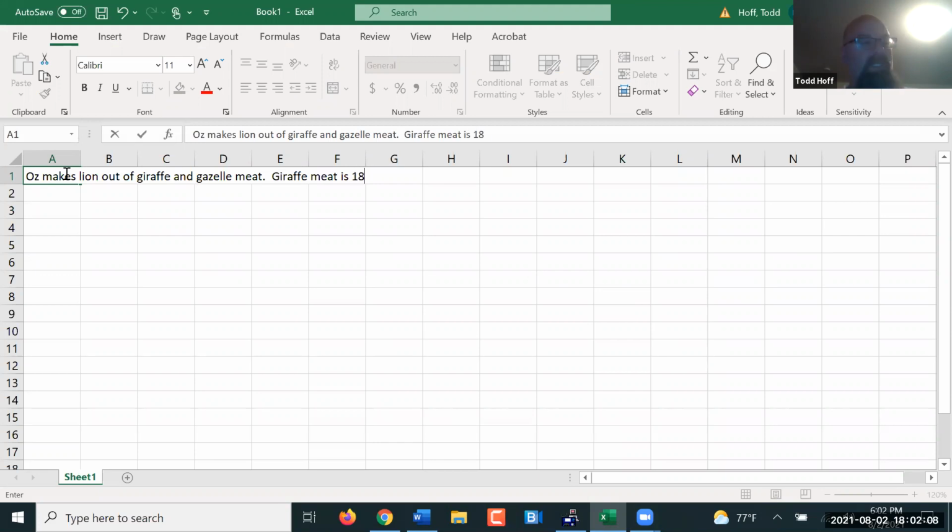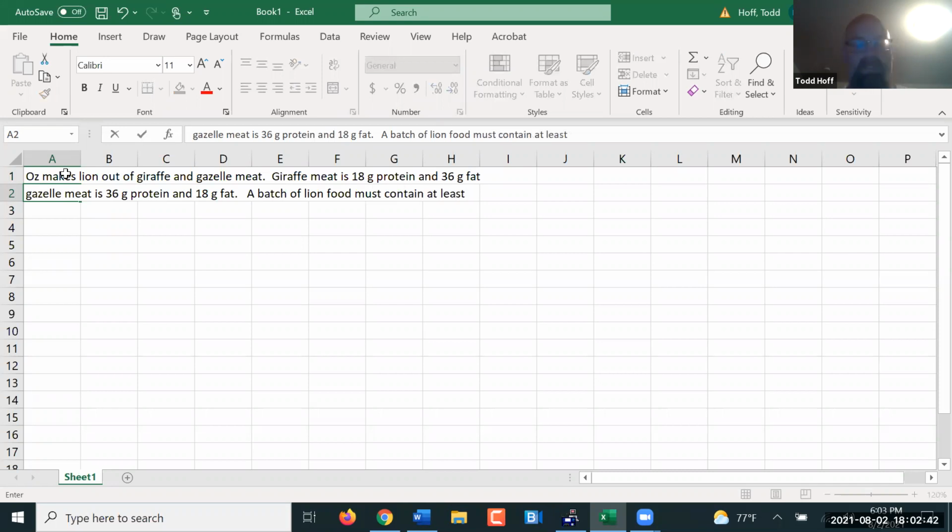Giraffe meat is 18 grams protein and 36 grams fat. Gazelle meat is 36 grams protein and 18 grams fat per pound, obviously, is what we're talking here. A batch of lion food must contain at least 25,200 grams protein and 37,800 grams of fat.